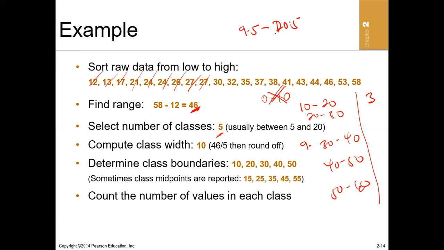Sorry, 9.5 to 19.5. This will still have the class interval of 10, but it will not let a figure like 20 overlap. So that is another way we can also restructure the class intervals.